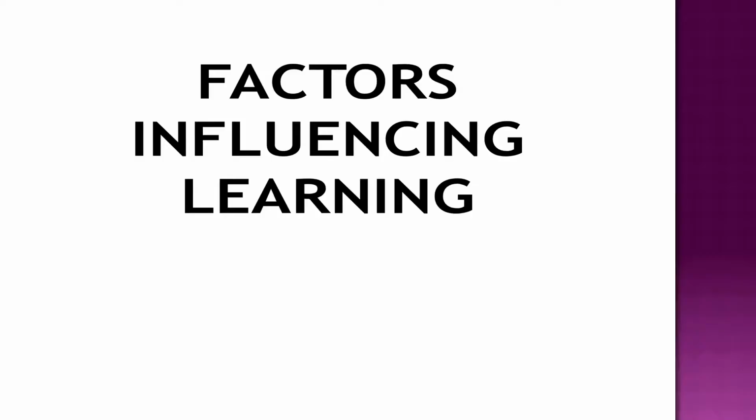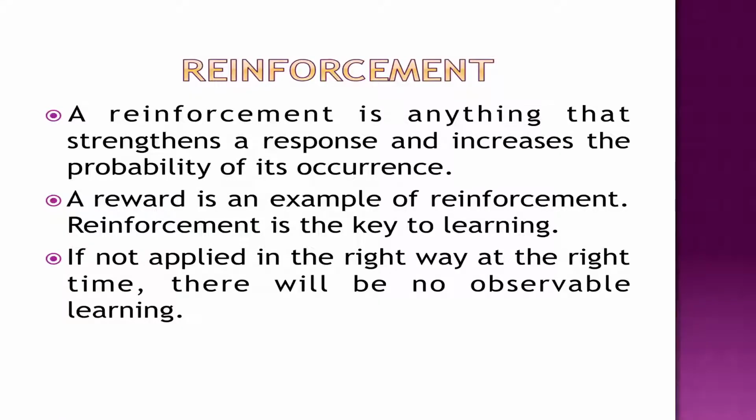So, these were some concepts involving learning. We should also know what the various factors are that influence learning. These factors are related to the stimulus, task or the learner. Number 1, reinforcement. Learning requires motivation, and reinforcement is an important aspect of motivation. A reinforcement is anything that strengthens a response and increases the probability of its occurrence. A reward is an example of reinforcement.